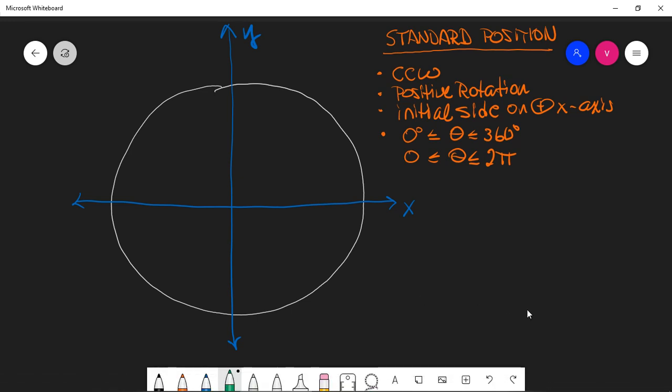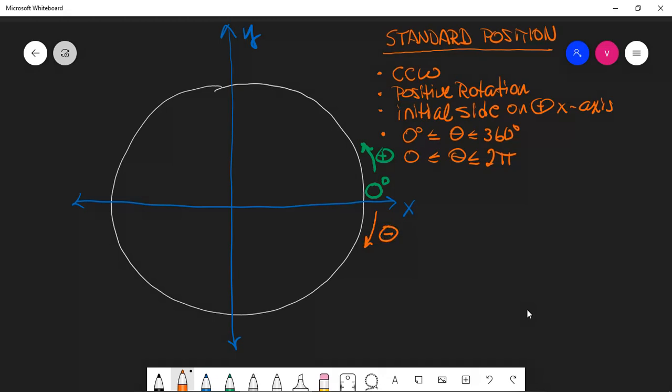Okay, let's talk about angles in standard position. So you have a circle. We are going to talk about positive and negative rotation. First of all, what is that? So 0 degrees on a circle always starts right here on the positive x-axis, and it goes in this direction, counterclockwise, for positive rotation.